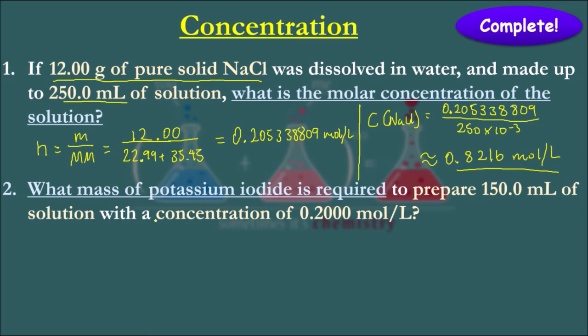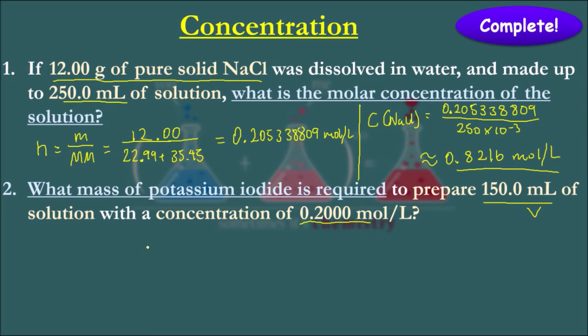Okay, question 2. Now, most of the time, we don't actually just give you a mass and then you work out the concentration. Usually we tell you, I want a 150 milliliter solution, and I want this concentration to be 0.2 moles per liter. So what mass do I need to make that?